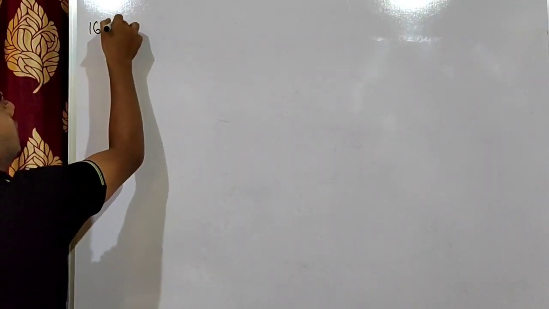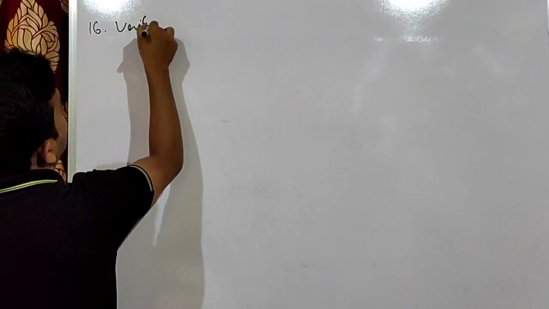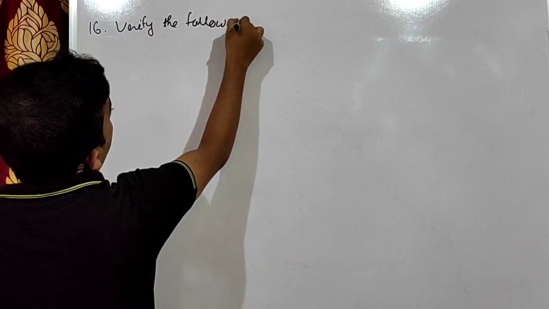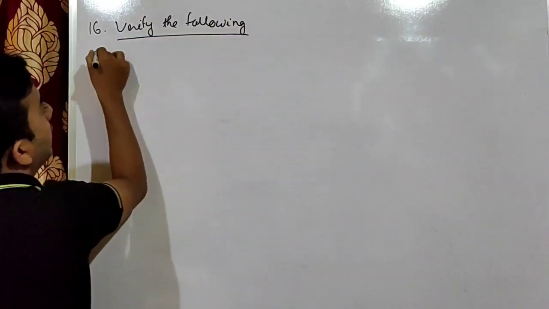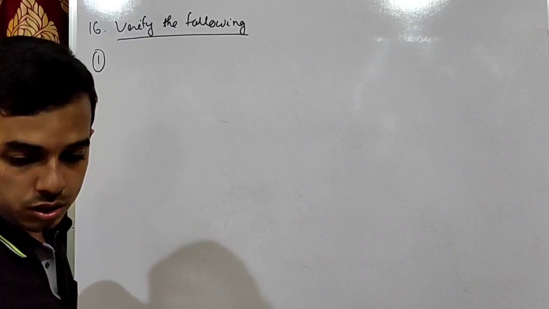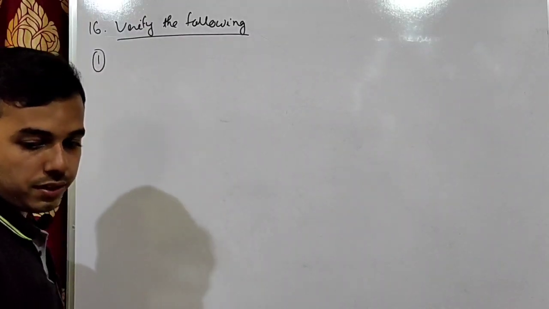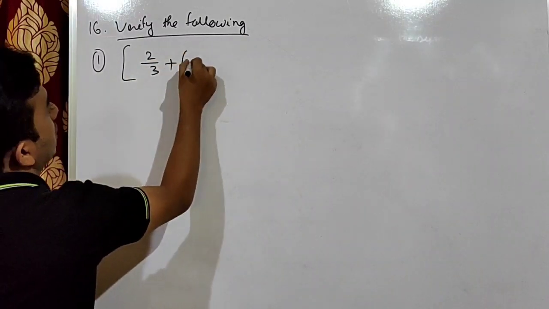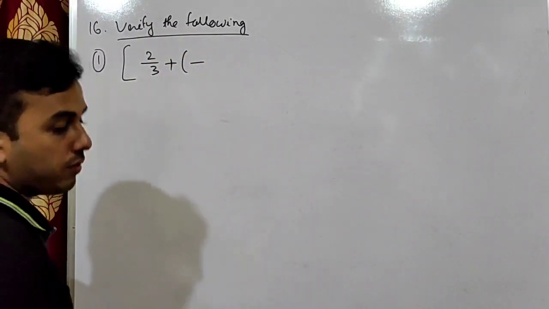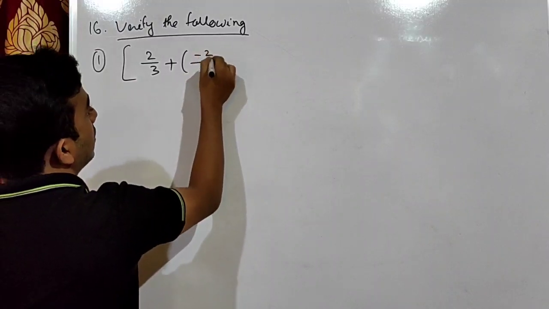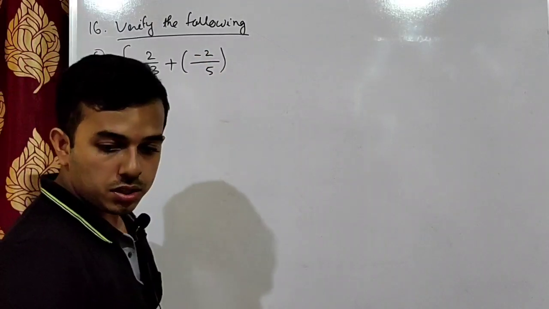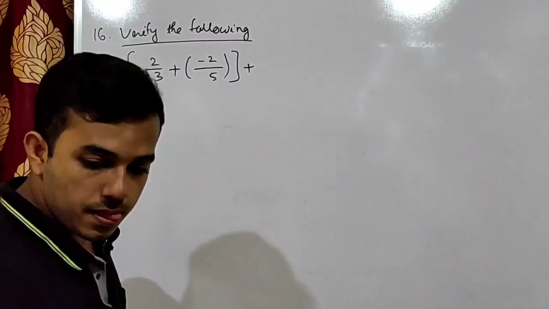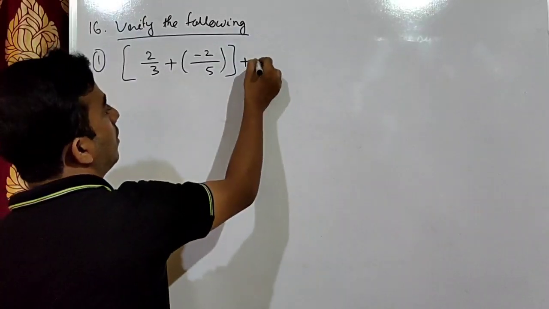Okay. Verify the following. Number 1. I'll solve number 1 for you. 2 by 3 plus, bracket, 2 by 3 plus minus 2 by 5. Bracket close. Then the outer bracket also closes. Plus 7 by 10. This is okay.